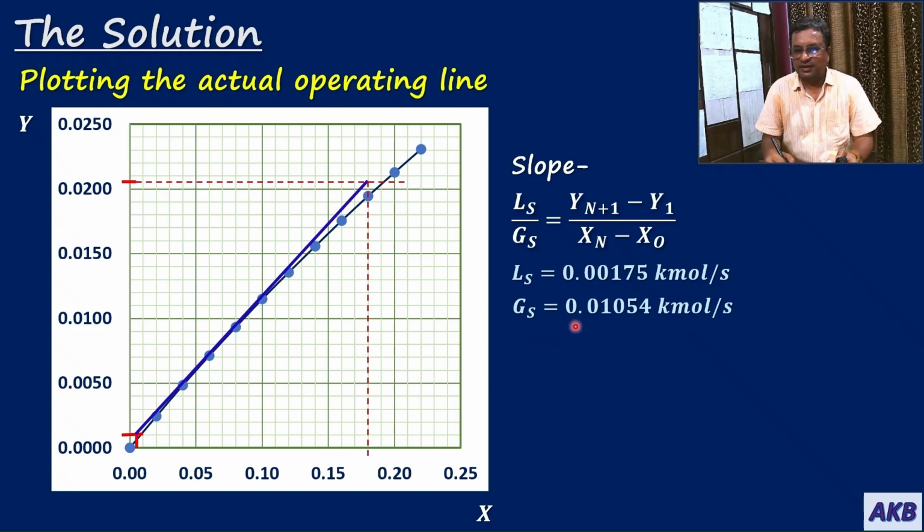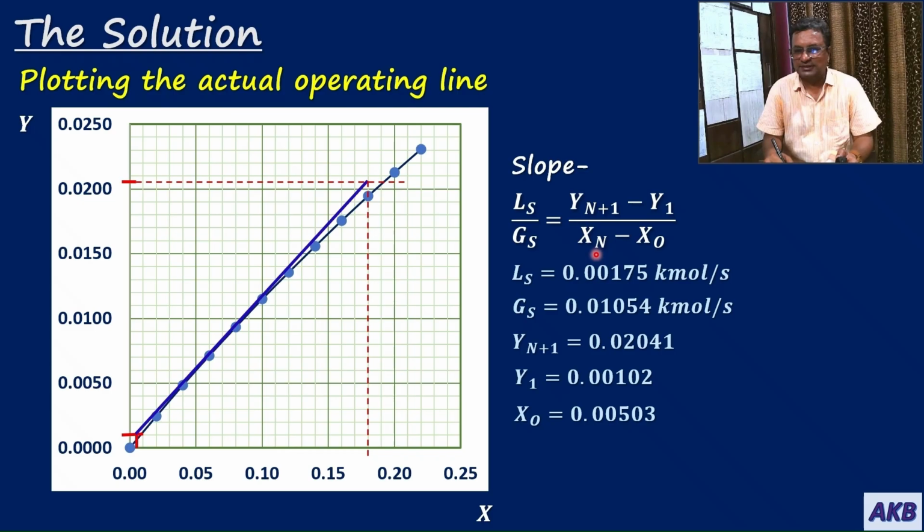GS we got earlier, it is 0.01054 kilomole per second. Capital YN plus 1 is 0.02041. Capital Y1 is 0.00102. So everything is known to us, and capital X0 is also 0.00503. So only XN is not known.